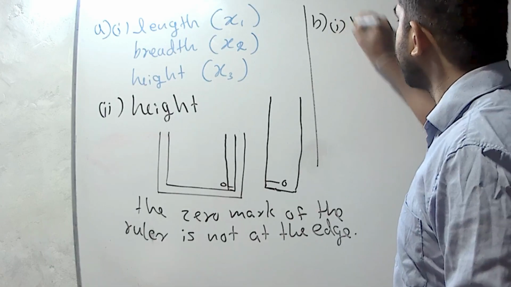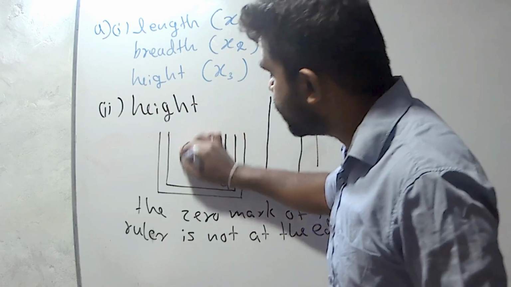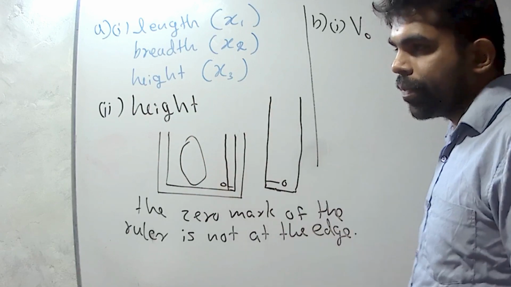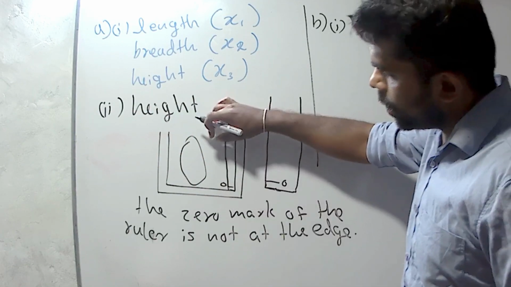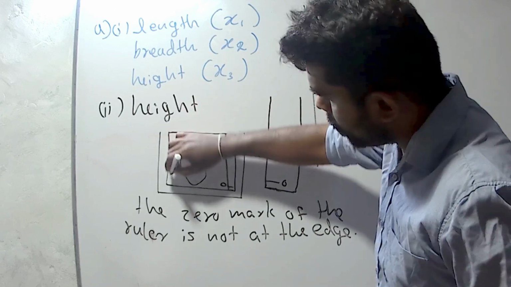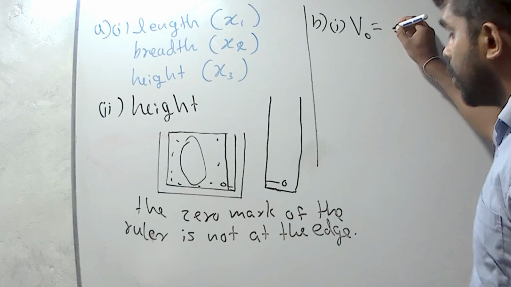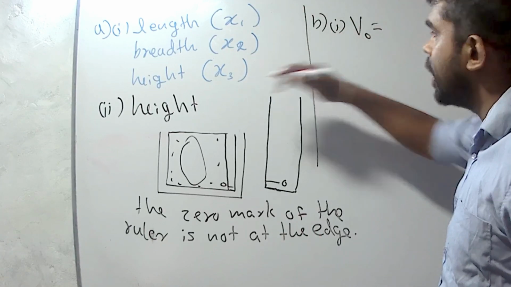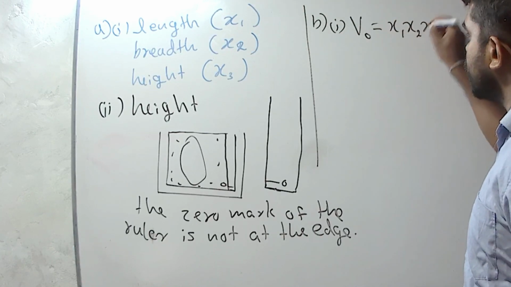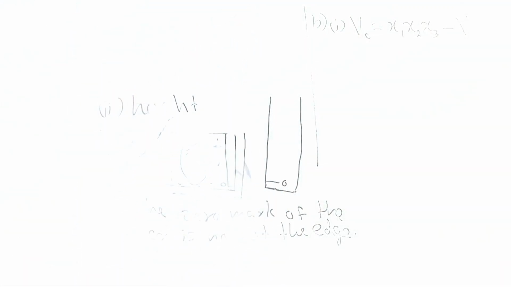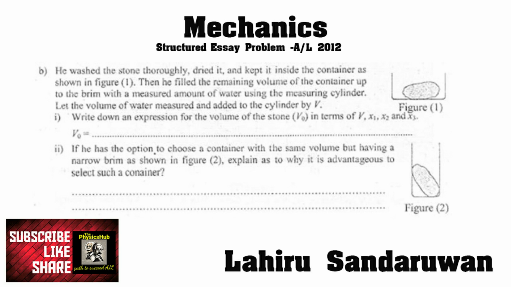We can get the volume of stone in the container by subtracting the filled water volume from the volume of the container. Then we can get V0 equals the volume of container, length into breadth into height, x1 x2 x3, minus the corresponding water volume, V.